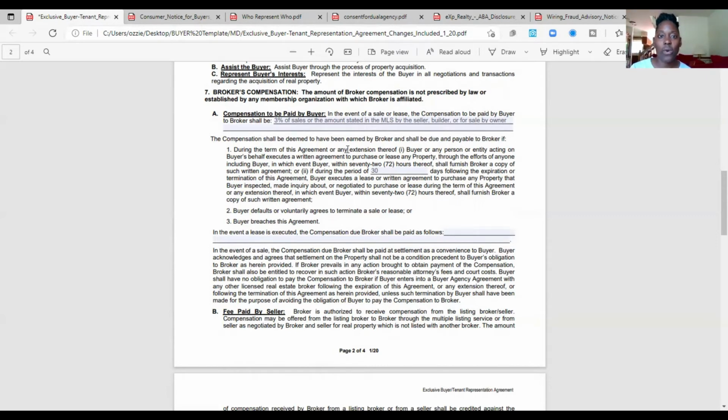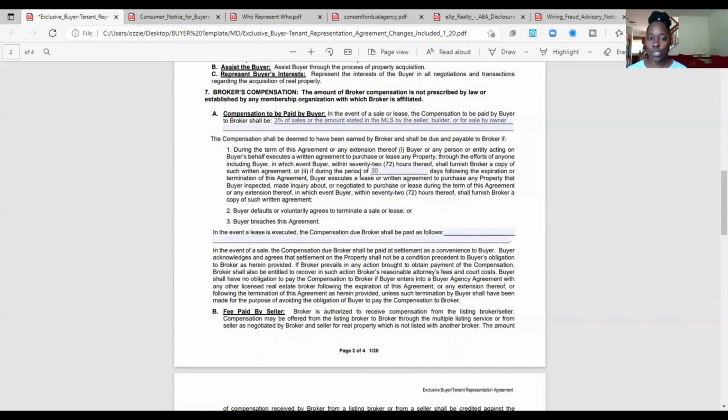During the term of this agreement or any extension thereof, buyer and any person or entity acting on buyer's behalf execute a written agreement to purchase or lease any property through the efforts of anyone, including the buyer, in which event within 72 hours thereof shall furnish broker a copy of such written agreement. If during the period of 30 days following expiration termination of this agreement, buyer executes a lease or written agreement to purchase any property that buyer inspected, may inquire about, negotiate, or purchase lease during the term of this agreement or extension thereof, in which event buyer within 72 hours thereof shall furnish broker a copy of such agreement.